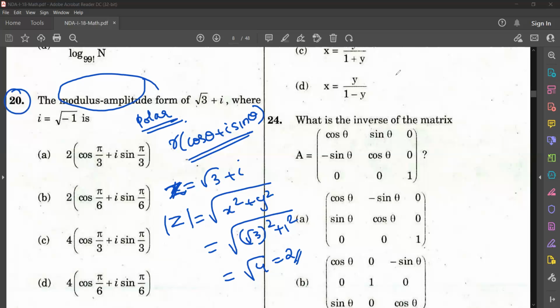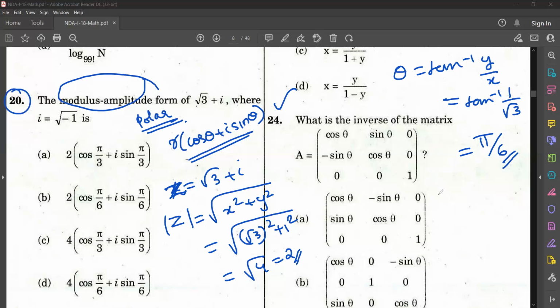Okay. Then how to find theta? Theta is equal to tan inverse y by x, that is tan inverse 1 by root 3. So tan inverse 1 by root 3 is 30 degrees or pi by 6. Okay, so write it in this form: r (cos theta plus i sin theta). So r is 2, cos pi by 6 plus i sin pi by 6. So what is the answer? Option B is the correct answer.